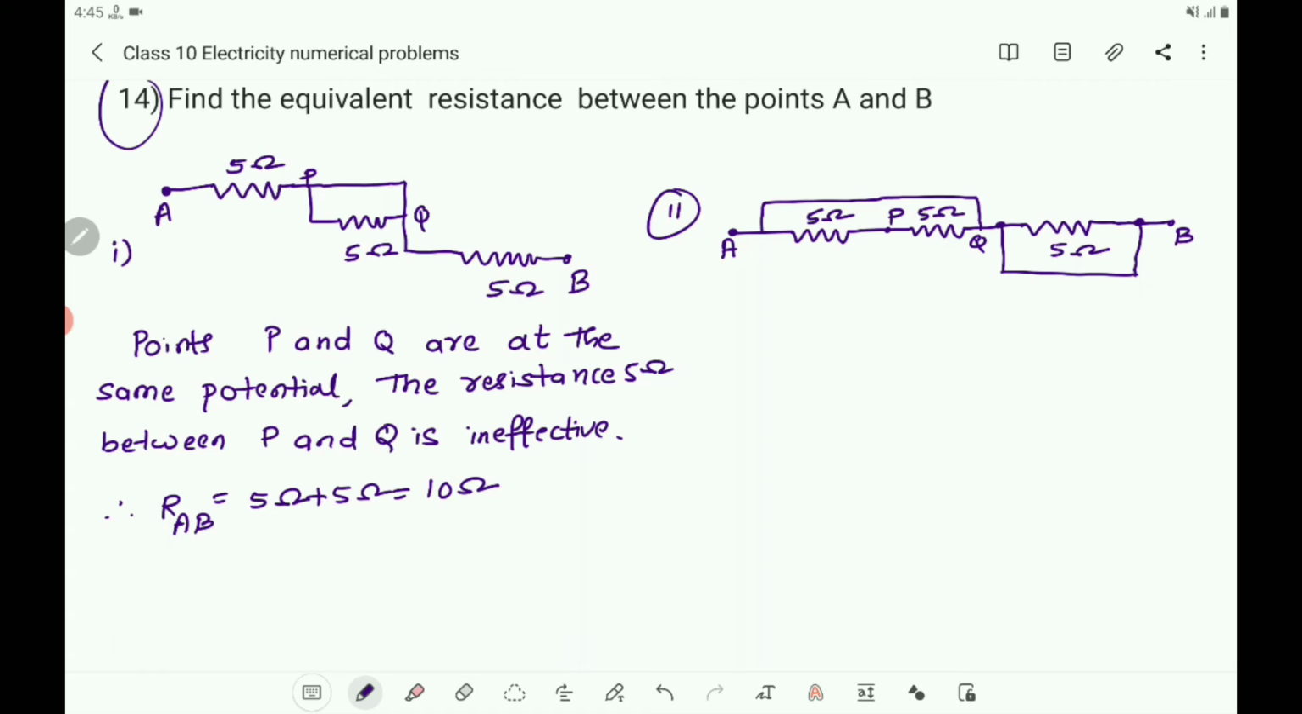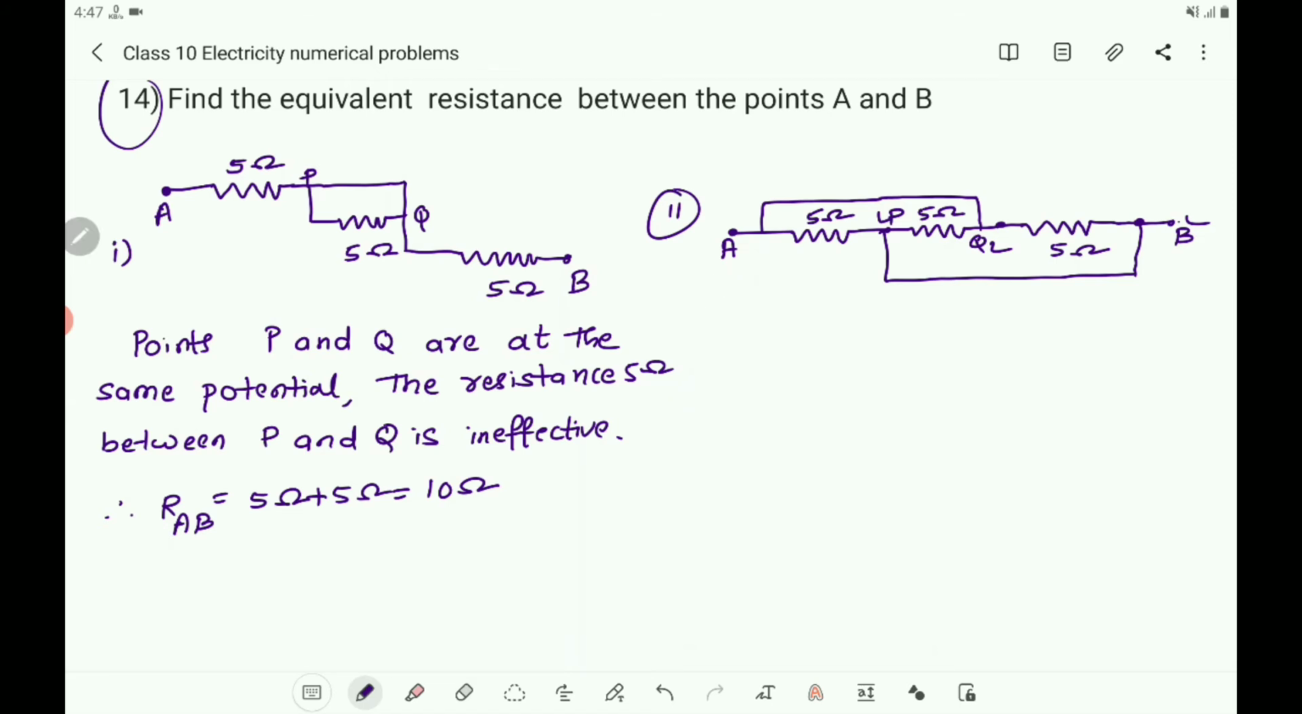Next you come to the second case. Here point Q has the same potential as the point A. Children, here you observe point Q. Point Q has the same potential as the point A, and point P is having the same potential as the B. So point A and point Q are having same potential, and point P and point B are having same potential. So let us write here first.